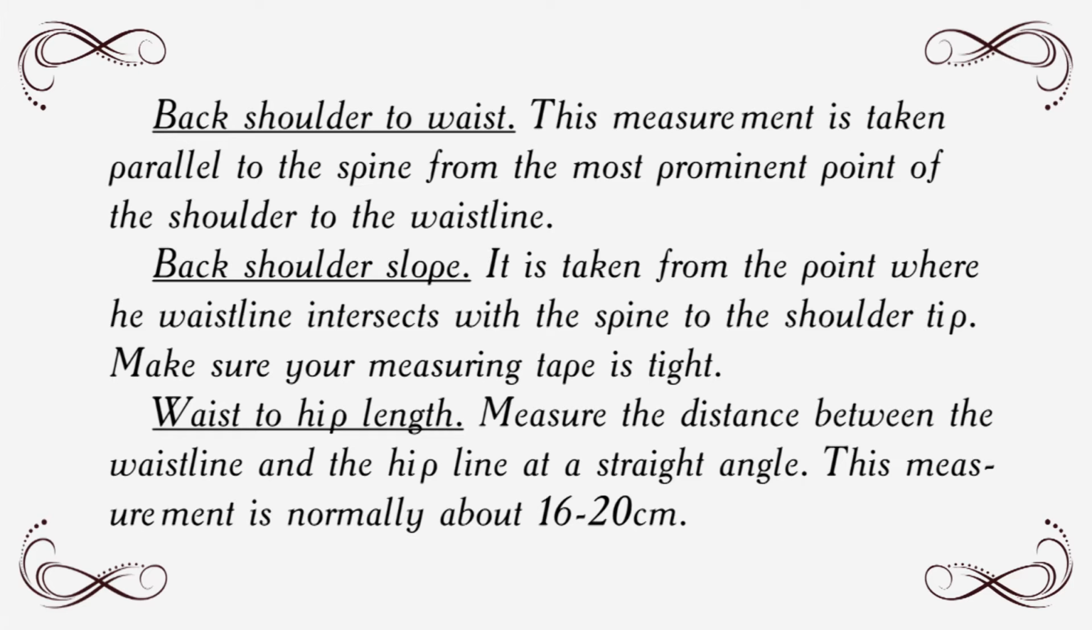Back shoulder slope. It is taken from the point where the waistline intersects with the spine to the shoulder tip. Make sure your measuring tape is tight. Waist to hip length. Measuring the distance between the waistline and the hip line at a straight angle. This measurement is normally about 16 to 20 centimeters.